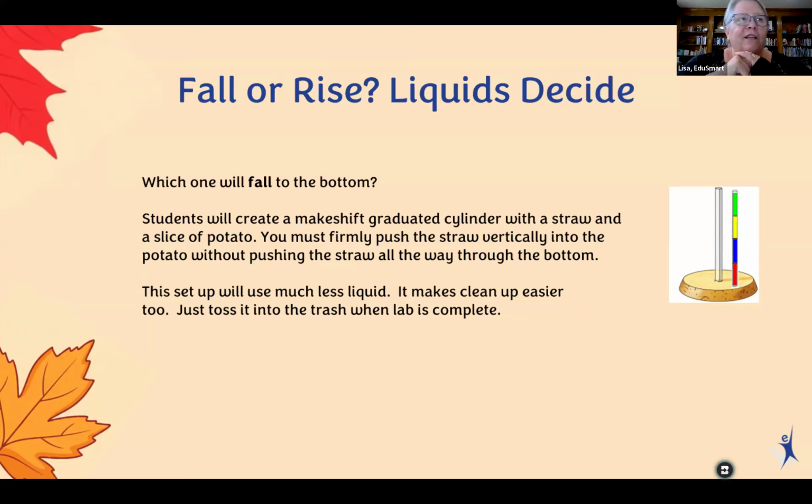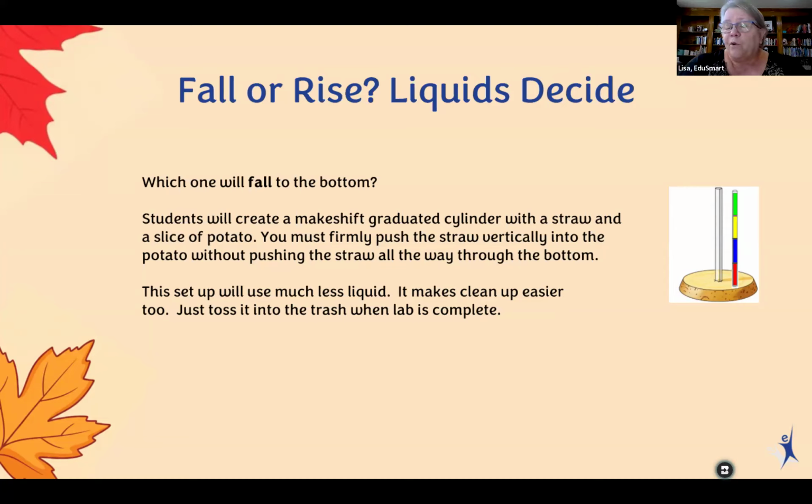I don't know about you, but I don't like to clean out graduated cylinders, especially if there's something sticky in there. So you can use a straw or half a straw, and you can make a little mini graduated cylinder, because you're not measuring volume, you're just seeing what layers they go in. If you take that straw and push it down into a fairly thick slice of potato, just as long as you don't go all the way through, it will stay there long enough to make that density column without leaking out the bottom. And of course, the best part of this is cleanup. You just toss the whole thing in the trash.